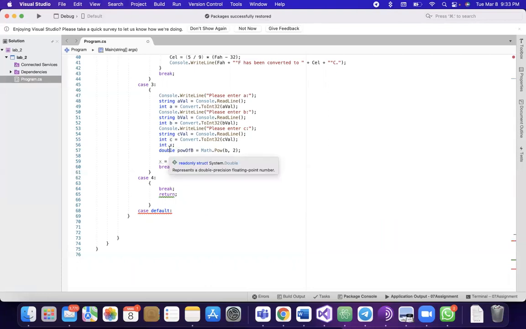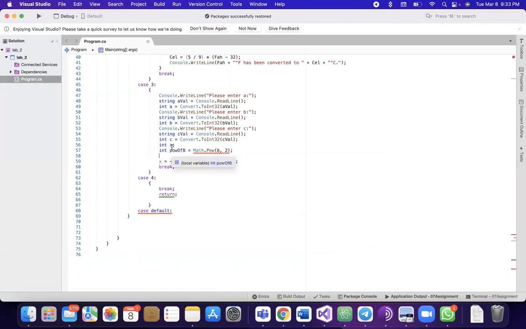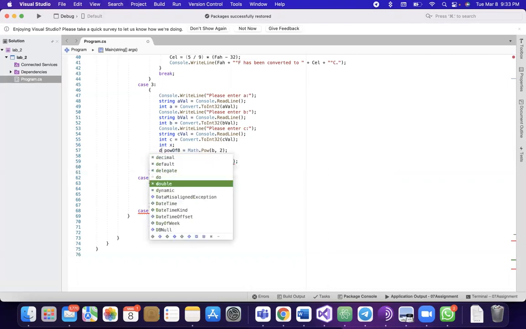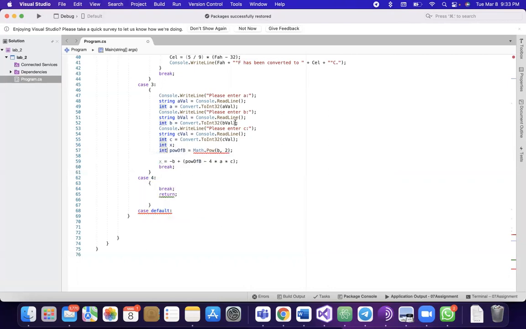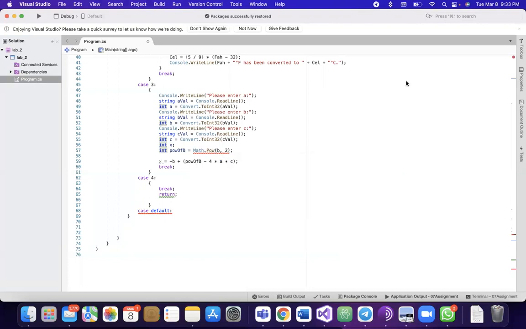I'm not sure. Sorry, I think I know what I did wrong. I have to turn this to an integer. Oh, okay. So I think that this is specifically for double. So what we'd have to do is convert everything to double and hopefully it works then. Or am I wrong? Am I thinking in the right direction?